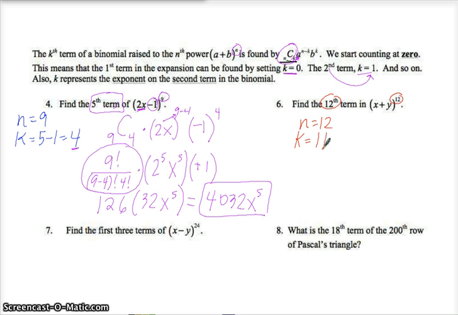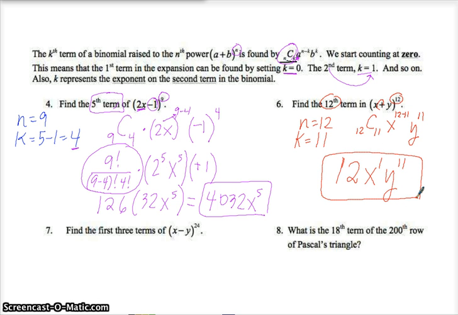So k is equal to 11. So it's 12 choose 11, times x to the 12 minus 11 power, y to the k power, which is 11, and there we have it. So 12 choose 11, that's just 12, x to the 12 minus 11 is 1, and y to the 11th, so this is my answer. It's a plus sign in between, which means all terms are positive, so it's just 12x y to the 11th.